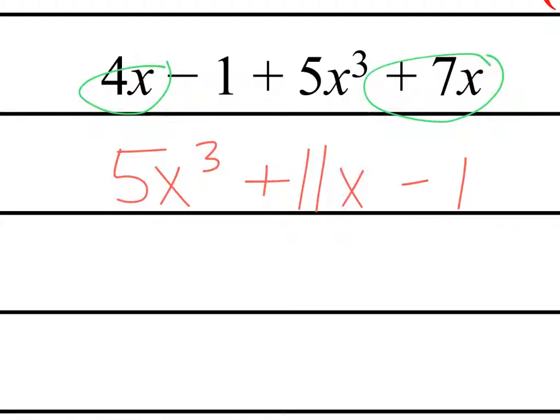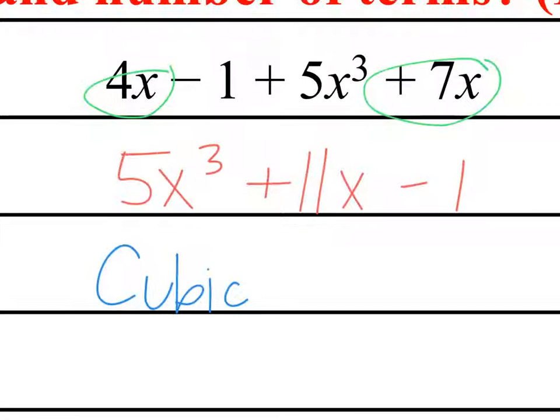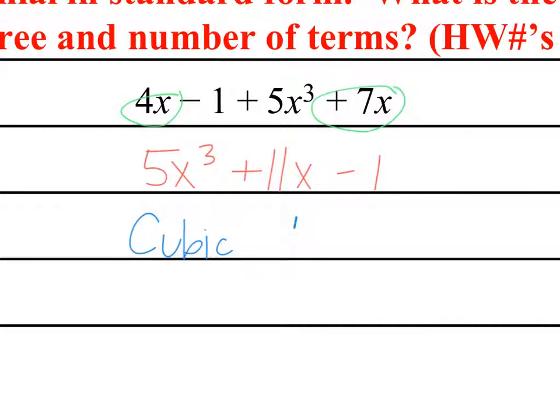First name is degree. What's the highest exponent? 3. So highest we call cubic. Cube is 3-dimensional. That's a way to remember it. And how many terms does it have? 3. 1, 2, 3. Trinomial, because that's 3 terms. So this is a cubic trinomial.